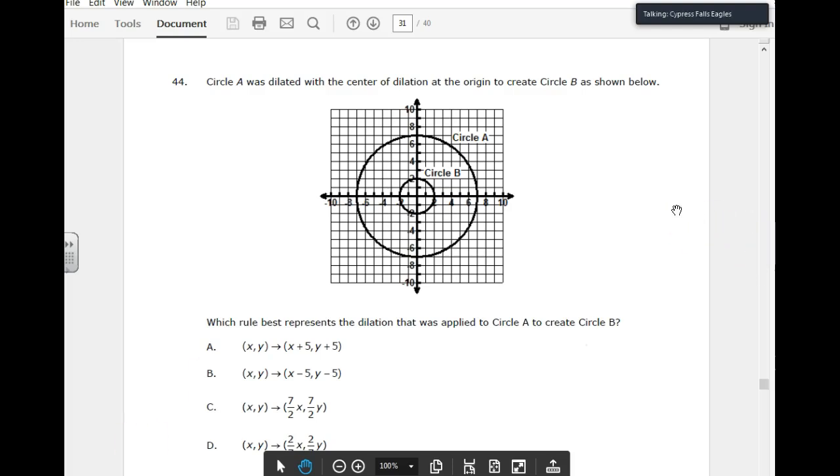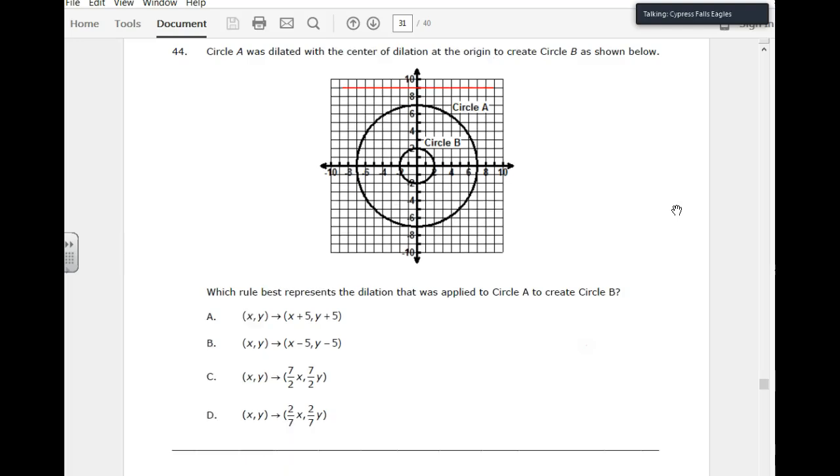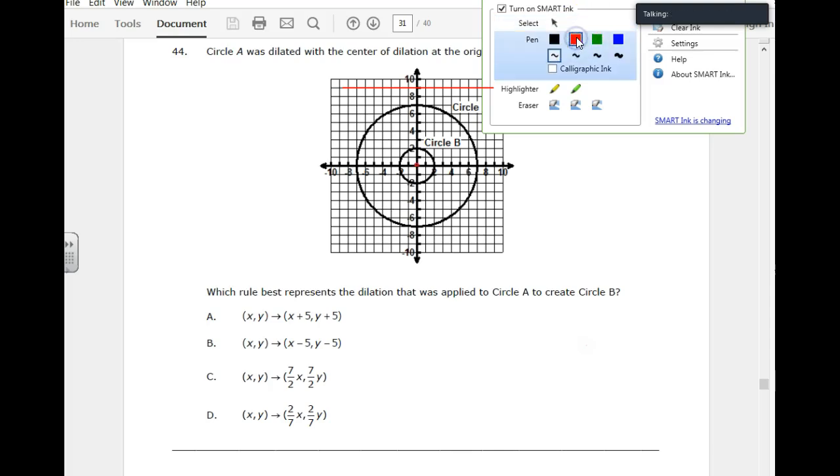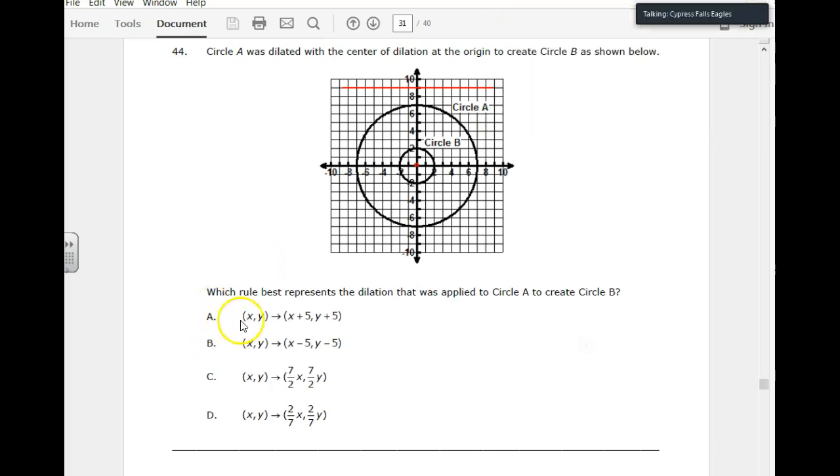44, circle A was dilated with the center of dilation at the origin. Which rule best represents the dilation? I don't even have to look at the graph other than to know that it got smaller. That's all I have to know. It shrunk. This is not a dilation. What's this called? Translation. This is not a dilation. The circle got smaller. So we want to choose the one that made the circle smaller.